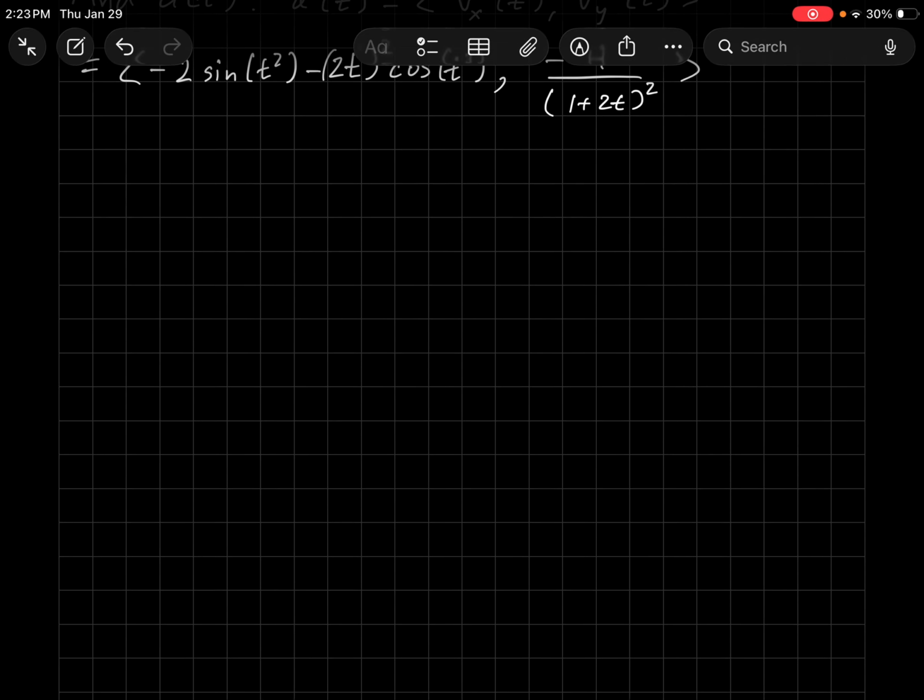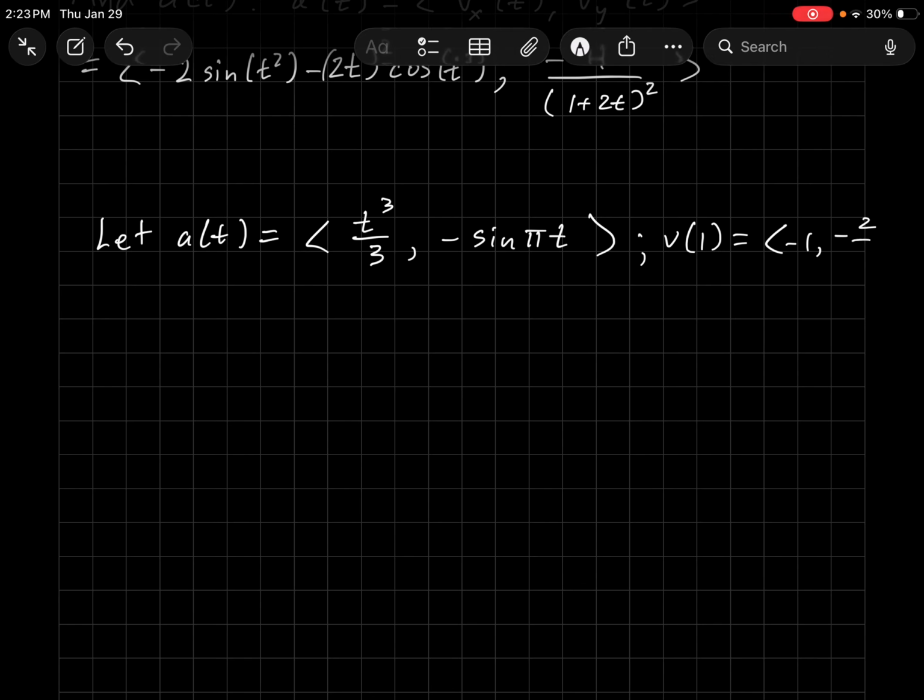Second example. Let our acceleration vector be given by t cubed over 3, comma, negative sine pi t, and suppose that we know that the velocity at 1 is given by negative 1, comma, negative 2 over pi. Let's evaluate the velocity vector at t equals 2.